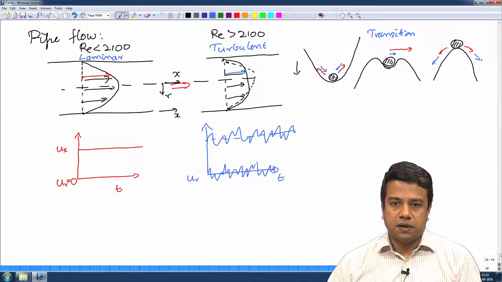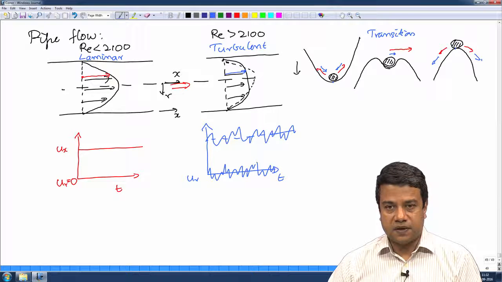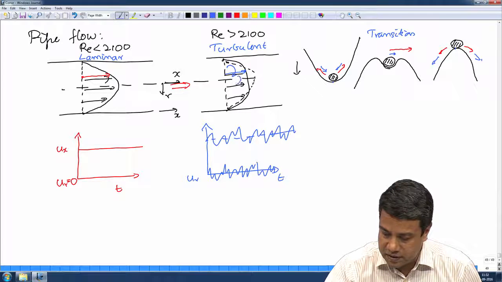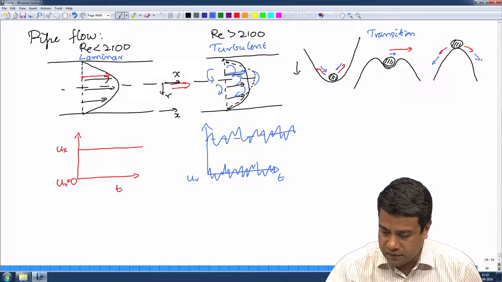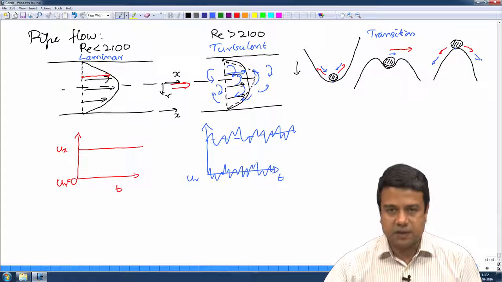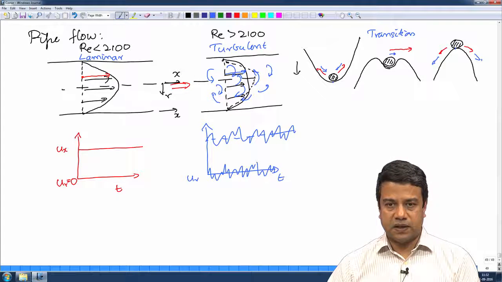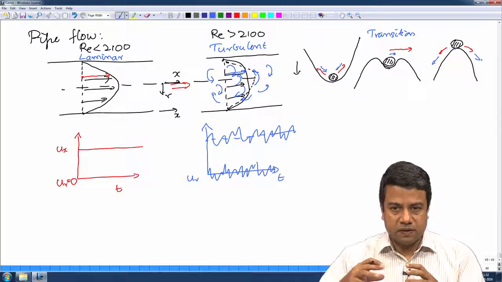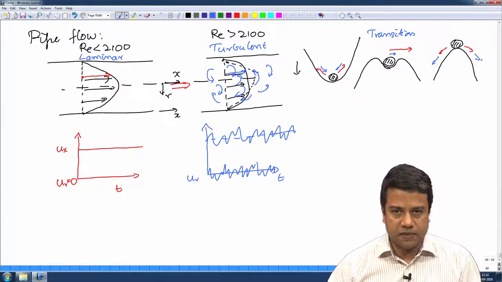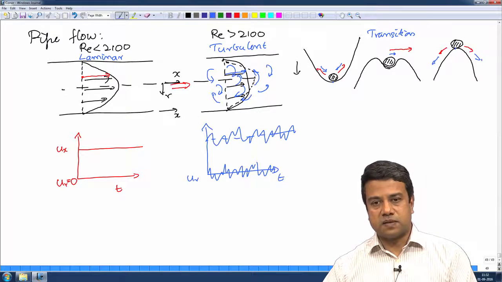Now, this fluctuation in the velocity profile is because of the presence of what are called turbulent eddies. These are velocity fluctuations within the fluid. Basically, an eddy is a parcel of fluid that is in correlated motion. These eddies have different sizes, all the way from the large scale, which is comparable to the pipe diameter, to very small eddies.